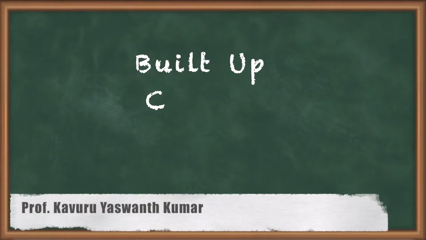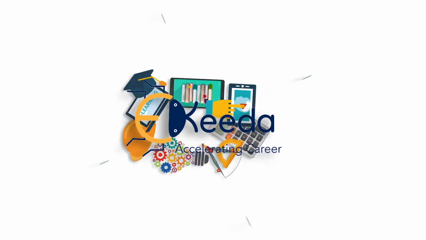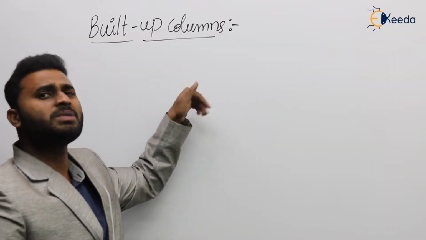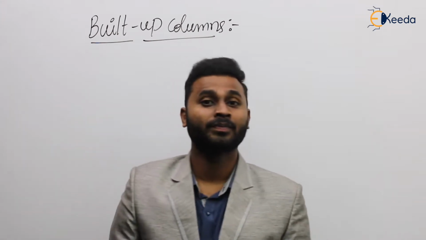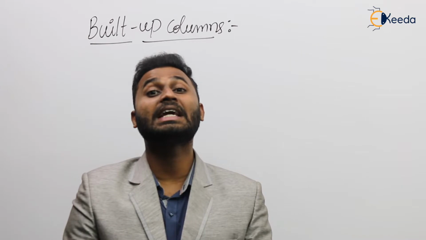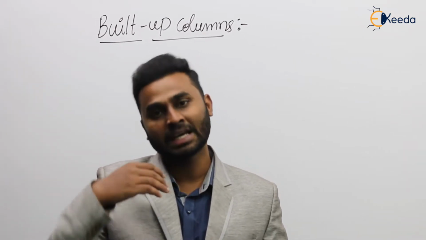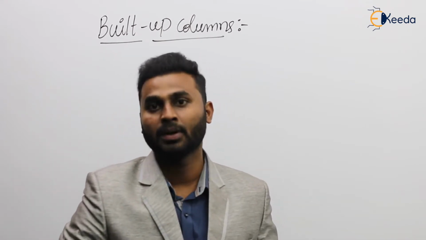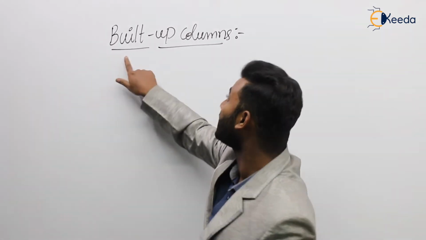Okay, the next concept in the design of compression member is built-up column. So first, before going into the discussion of this, what is meant by built-up column? Come on, think, what is meant by built-up column? Built-up column is nothing but an increase in cross-section, known as a built-up section. Whenever we are going to increase a cross-sectional area, such a type of connection is known as built-up. Here we are going to increase the cross-sectional area of a column. That is why it is called a built-up column.